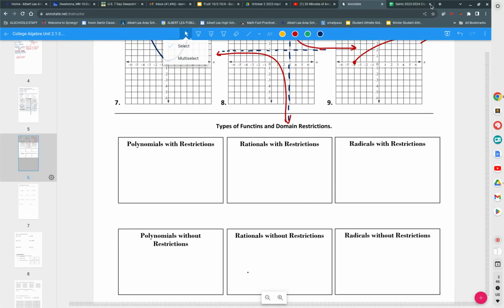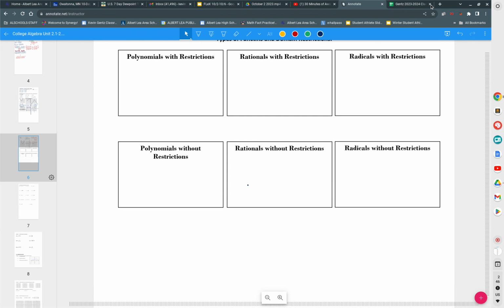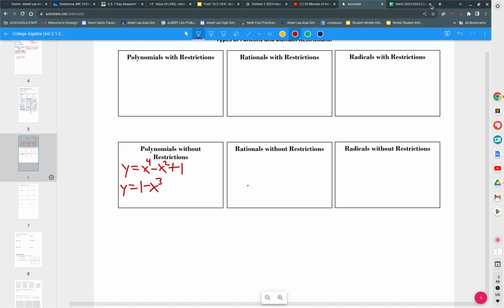We have polynomials, and polynomials are things that look like this. Say y equals x to the 4th minus x squared plus 1, or y equals 1 minus x cubed. Those are polynomials. They are variables with powers, expressed as multiple terms, and their domain is all real numbers. If you have a polynomial, the domain is all real numbers. There are none that have restrictions. If you just see a nice polynomial, you know it's all real numbers. That's all there is to it. Kind of like x squared, our first one.